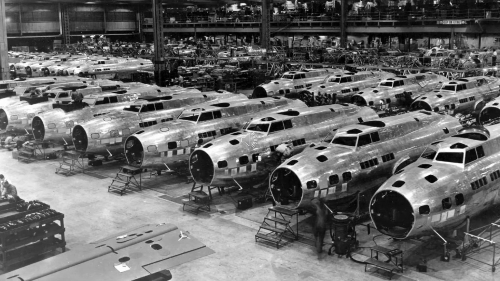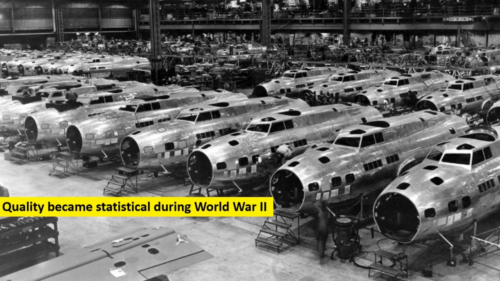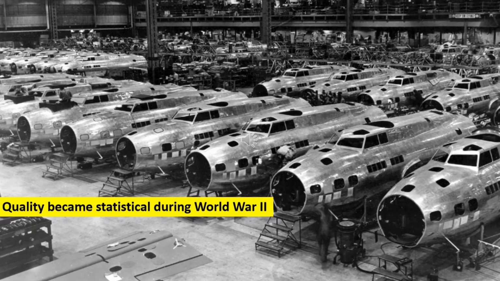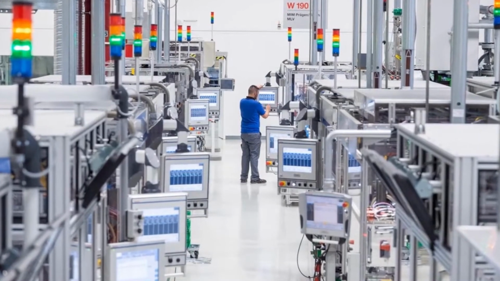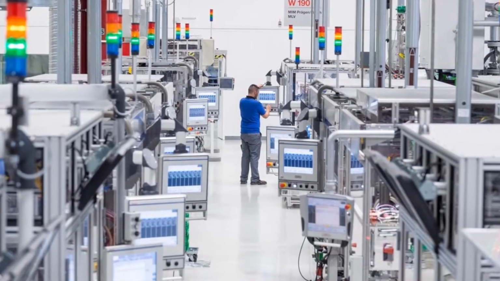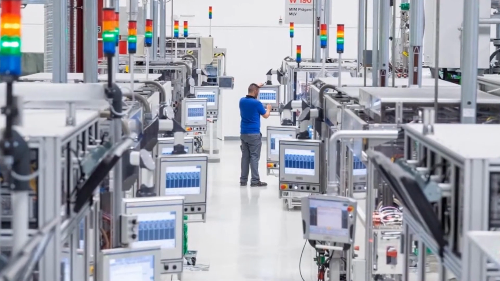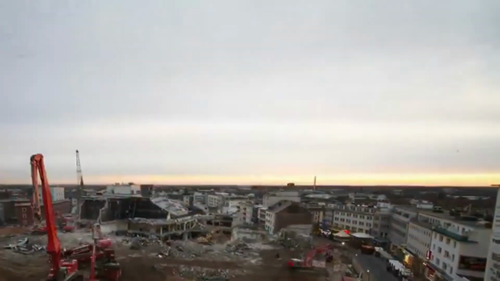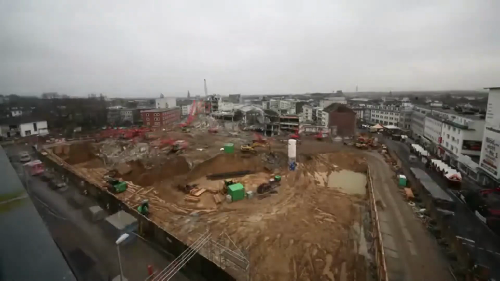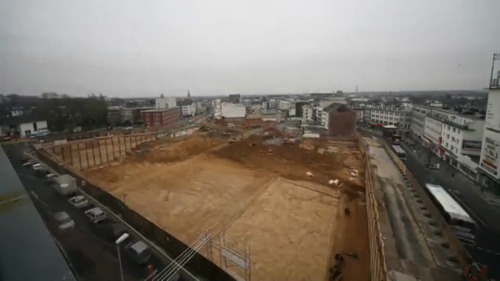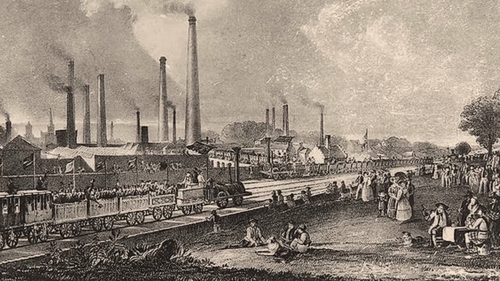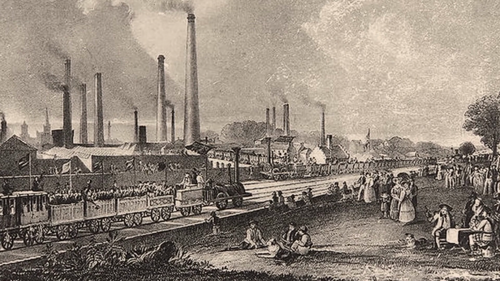Quality became statistical during World War II. Statistical sampling techniques were used to monitor quality, and quality control charts were used in the production process. Eventually, the importance of data analysis carried over during peacetime. Soon, new fields of business management were born, like production management and total quality management.